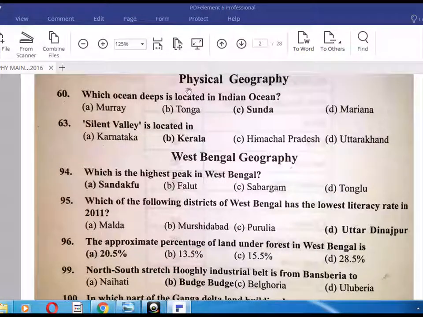Okay, which ocean depth is located in Indian Ocean? Sunda. Okay, and Silent Valley is located in Kerala. Which is the highest peak of West Bengal? Sandakphu.